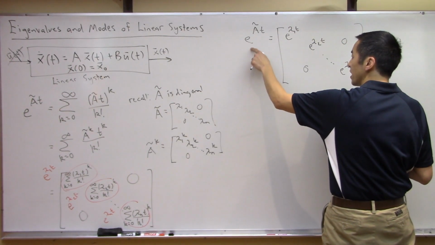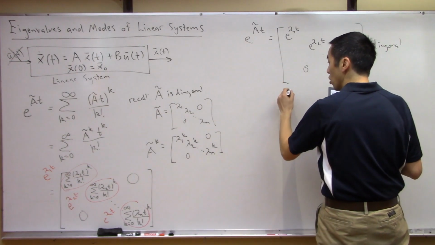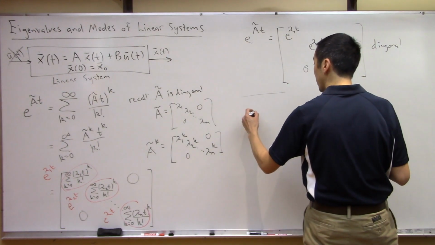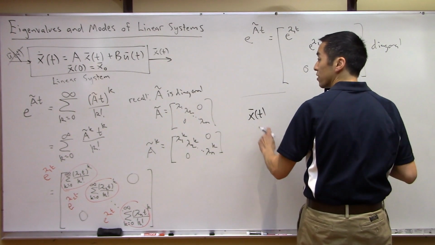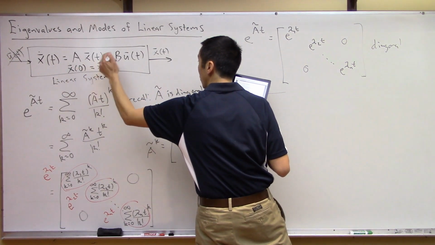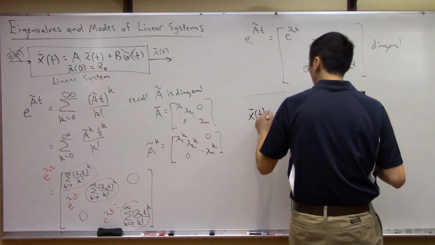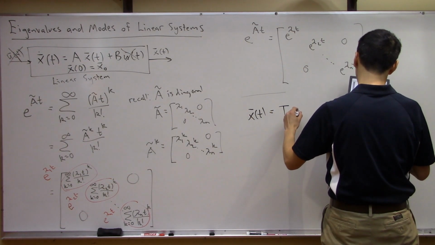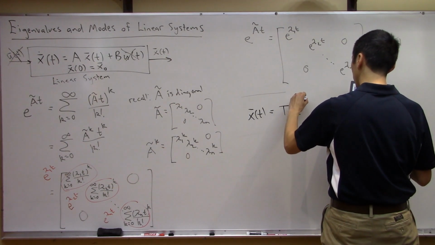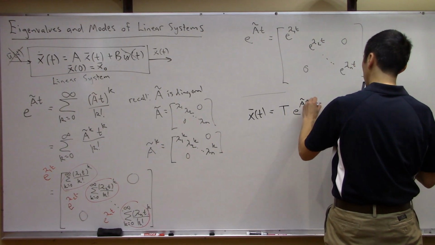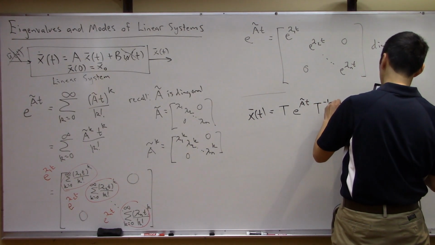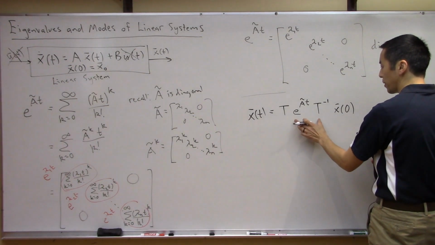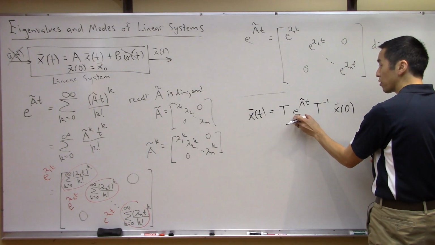Why did we examine this e to the à t? Okay? If you remember, in our earlier discussion, the whole reason we started down this path is we said that the autonomous response of this linear system, when there was no input, came out to be T times e to the à t times T inverse times the initial condition. That's why we did all that work to get to here. And now we understand what this matrix exponential looks like.